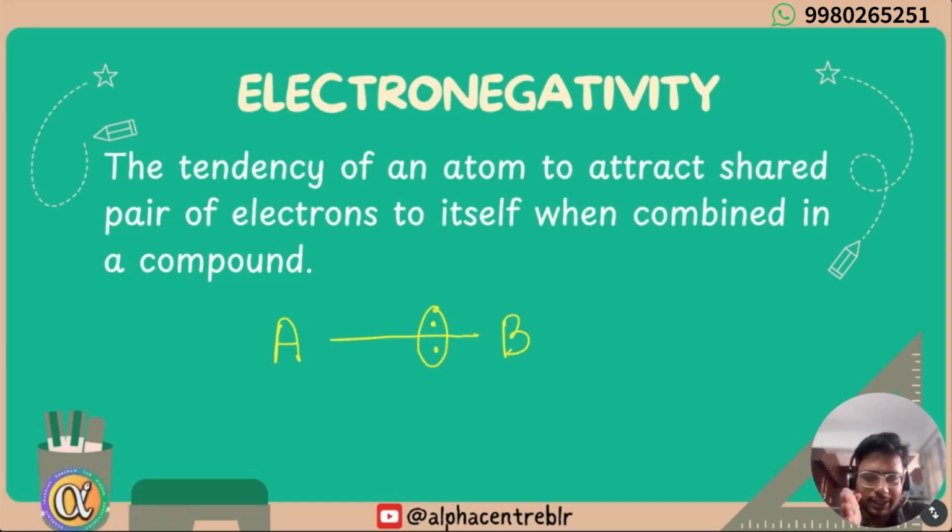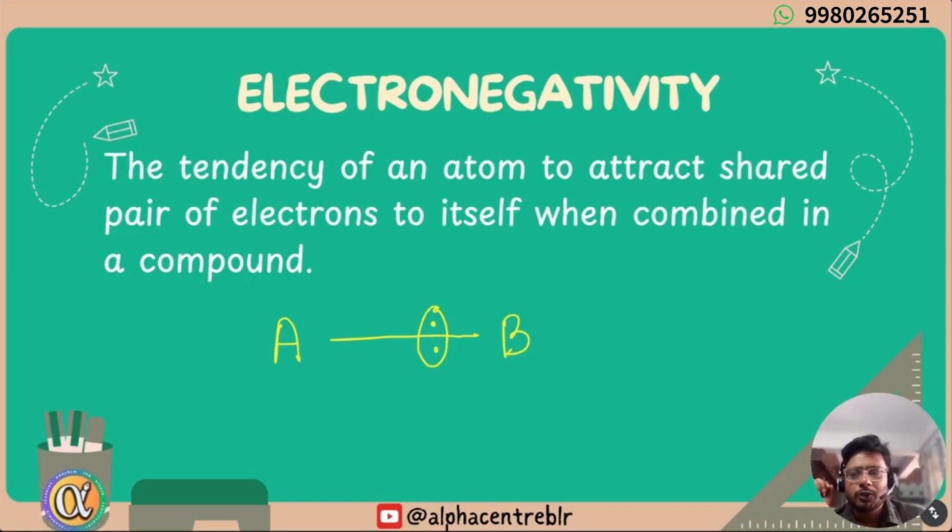What do you think? Both are giving one electron each, so let's keep it in the center. Or is it that one can dictate terms and say, no, I'm going to keep the shared pair of electrons towards myself, closer to me? I think that's possible, right? That is possible. See, actually, this is the most likely situation whenever a covalent bond is formed between two elements.